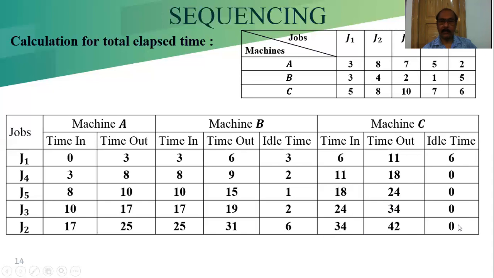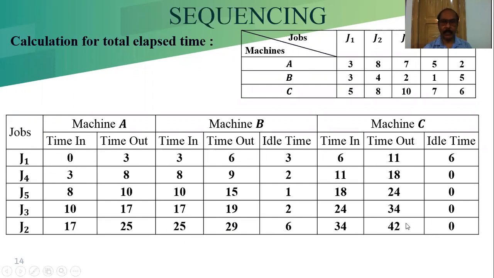Now we have to calculate the elapsed time. So all the jobs are completed here in 42 hours. So the total elapsed time is 42 hours. Now we have to calculate the idle time for the machine B, idle time for the machine A. Now see, 25 plus 4 is equal to 29, and this is 34 plus 8 is equal to 42. So these are the calculations we have done.